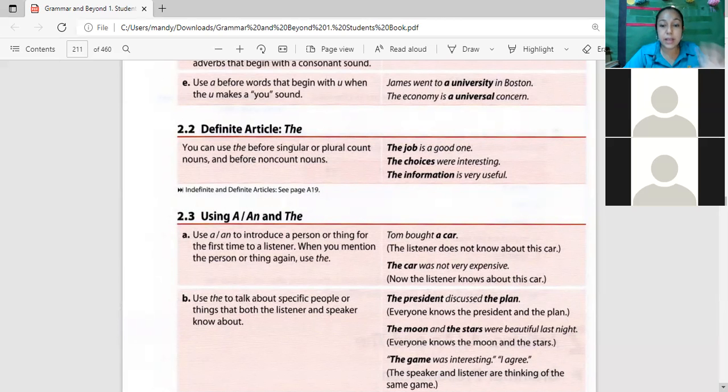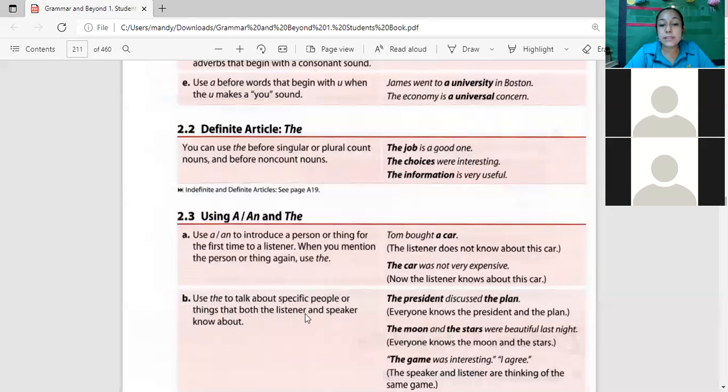But the second time: the car was not very expensive. In that case, this is the second time that you mention the object or maybe the person or the animal, etc. For that reason, we use "the car." If we say the complete sentences: Tom bought a car. The car was not very expensive. That means the first time that we use the noun, we use the article a. But if we mention it a second time, we use the article the. Yes, okay, now the listener knows about this car.